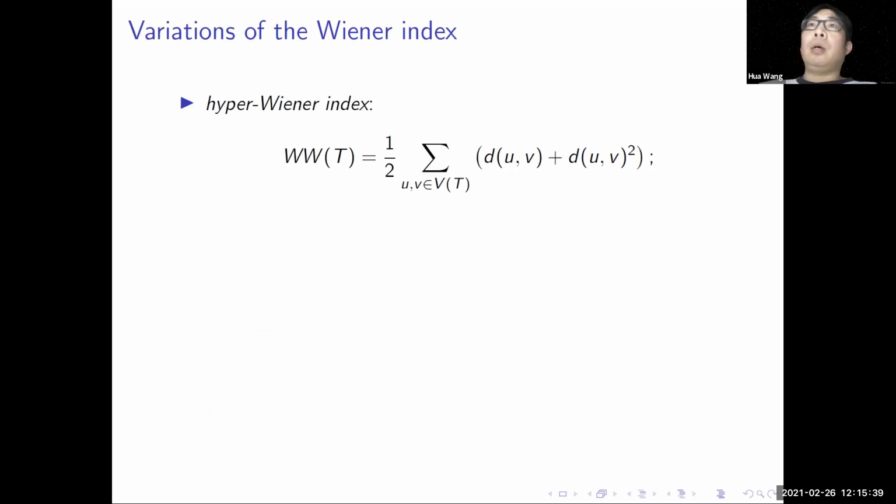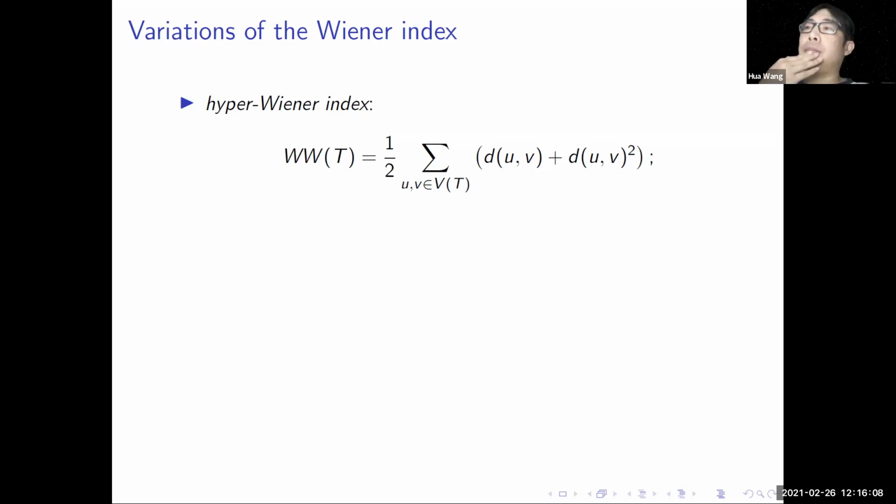And then there are many graph invariants of a similar nature. So I'm going to just show a couple of them here as an example. One of them is called the hyper-Wiener index, and as you can imagine from the name, it was introduced about the same time as the Wiener index.